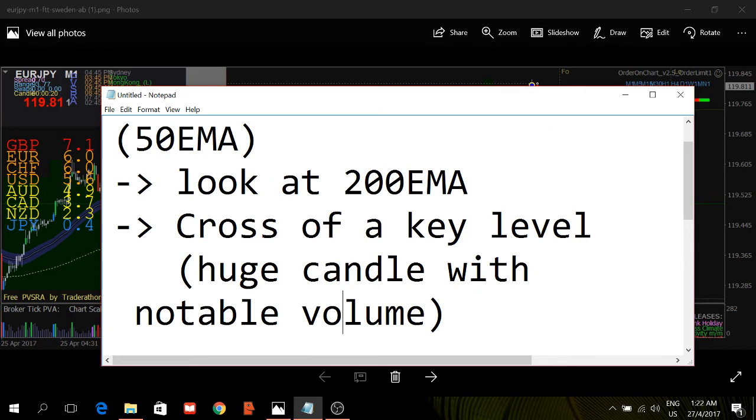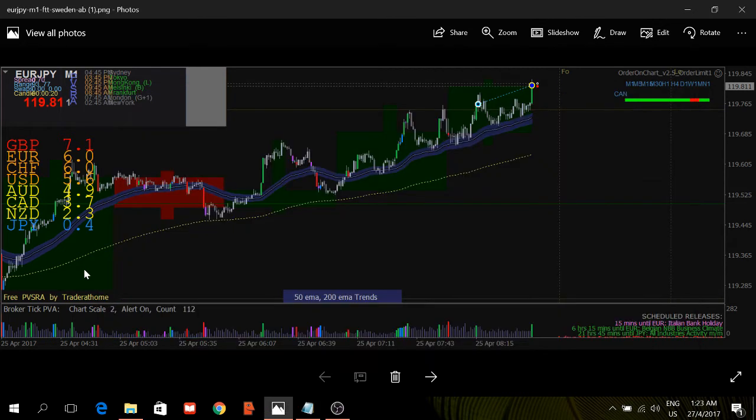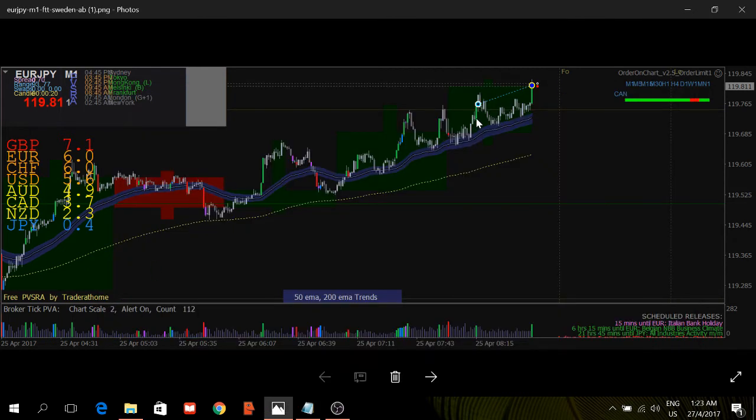So what do I mean by huge? The size of the candle has to be big, and it has to be a green or red candle. It depends on the kind of trade you are doing. If it's bullish, it's a green candle. If it's bearish, it's a red candle. And notable volume? What do I mean by notable volume? I have to look at the volume bar. I can see a huge bar here, and it's green. So this is notable volume.